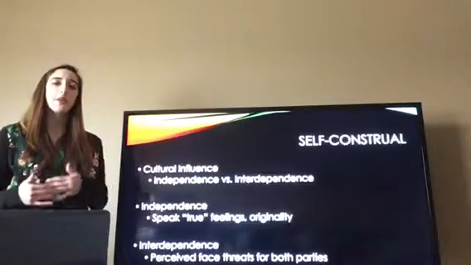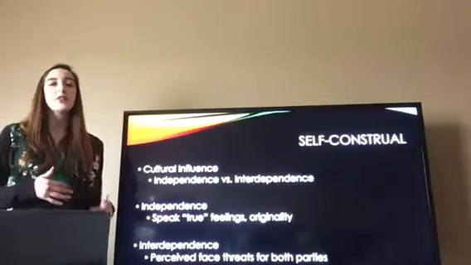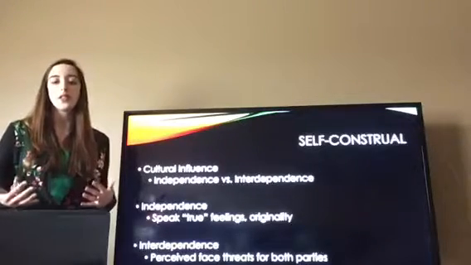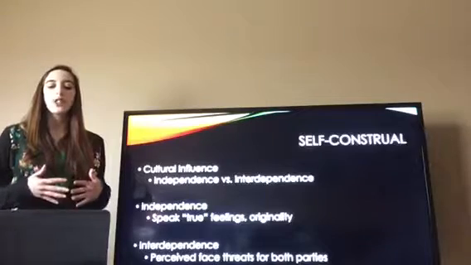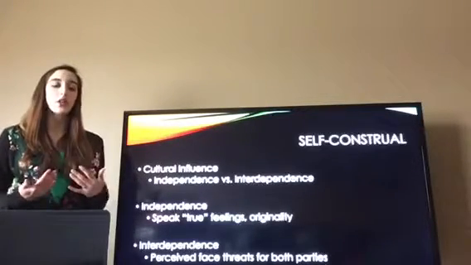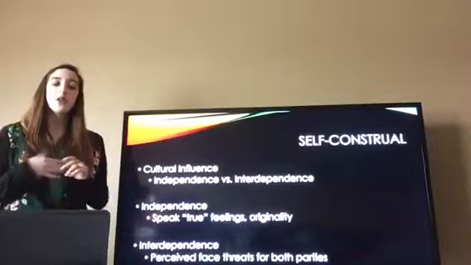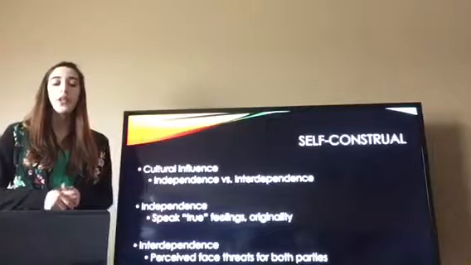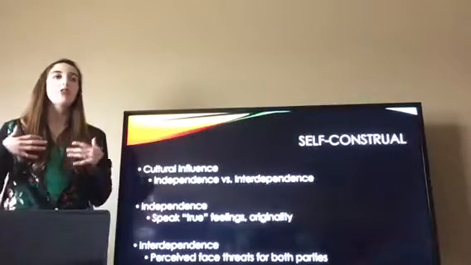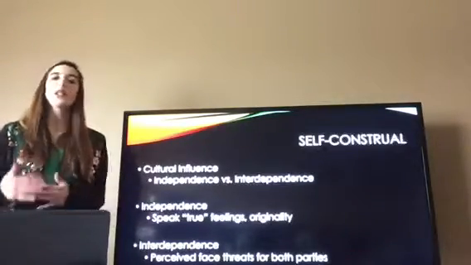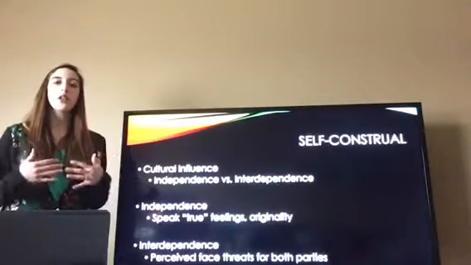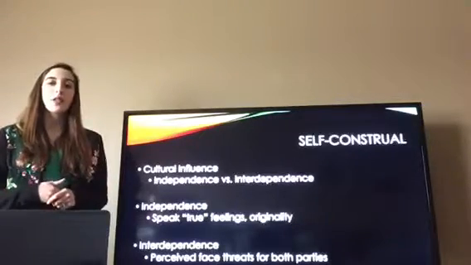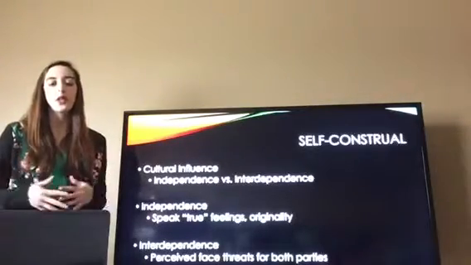Now, culture also influences the idea of independence versus interdependence in a relationship, and this is also known as the self-construal. This influences how people see themselves and how they should interact with others. Now, cultures that have a more independent self-construal, again, similar to American culture, really value speaking our true feelings, being original, being ourselves, and we value making sure that we are who we are more than valuing the face of the other person or of the relationship.